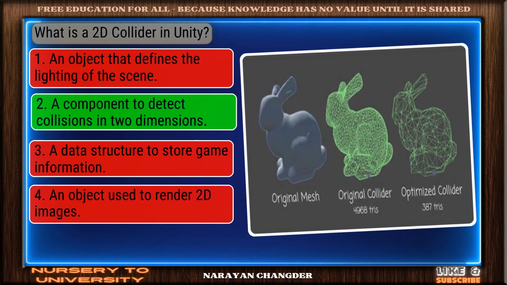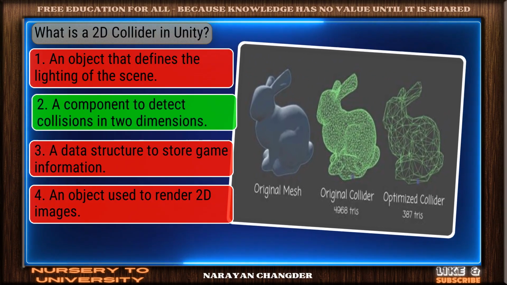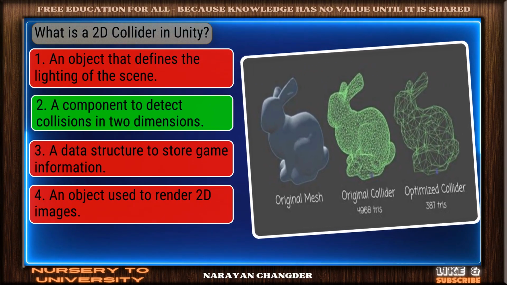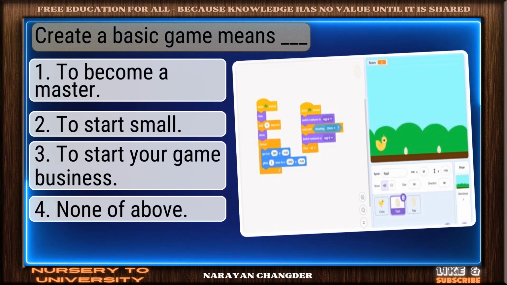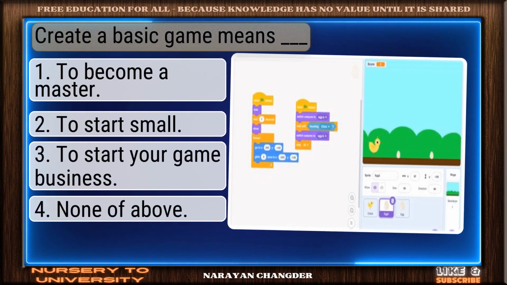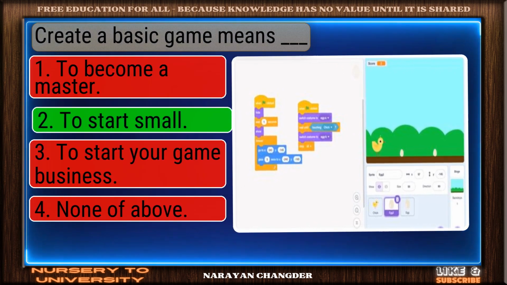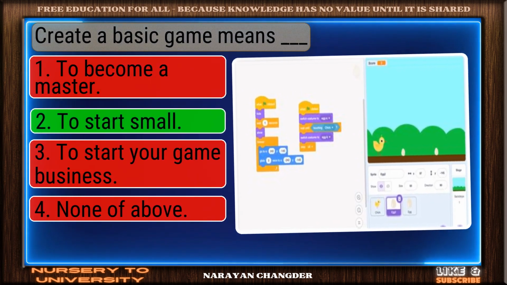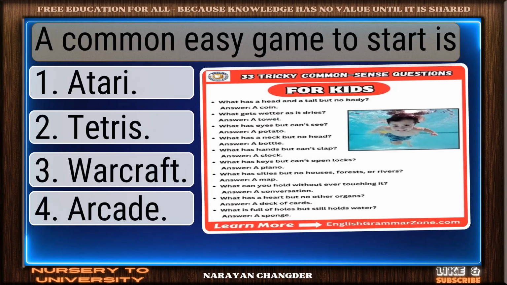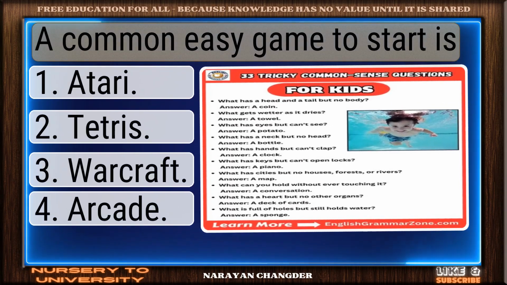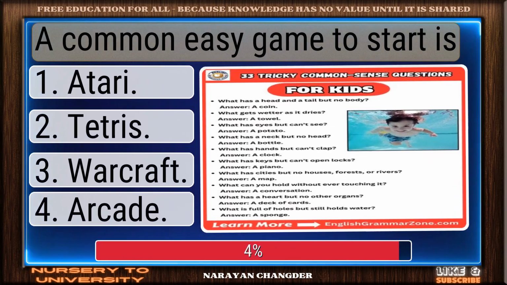Well reasoned. A component to detect collisions in 2 dimensions is the correct choice. Question number 64. Create a basic game means dash. Good job. Your answer, start small, works well here. Question number 65. A common easy game to start is?